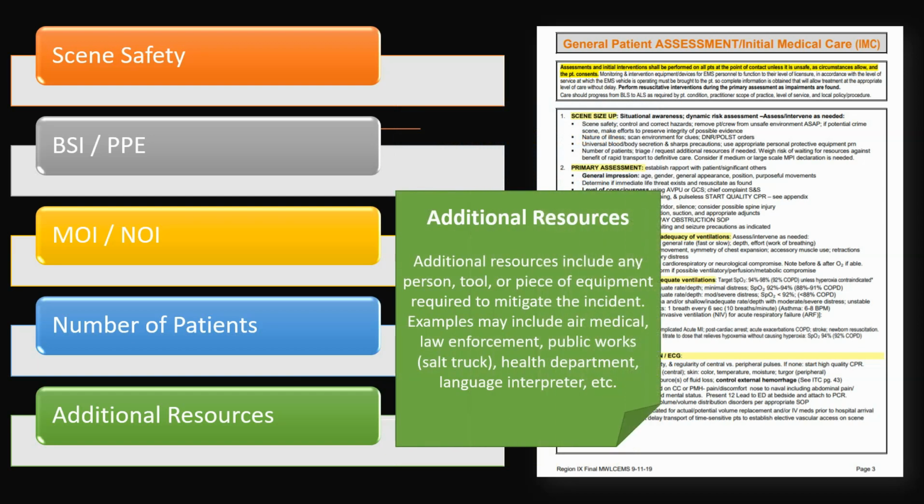And then for additional resources, again, kind of an abstract idea. Additional resources, we typically think about calling an engine or a truck to the scene, or maybe asking for a helicopter if it's a level 1 trauma patient. But really, those additional resources could include language interpreters. It could be a health department thing. It could be senior services. It could be DCFS, law enforcement, public works if we need a salt truck, or if we need assistance with some type of technical rescue, such as a trench. Just a lot of different things. And we have to really consider all of the resources that are available to us.